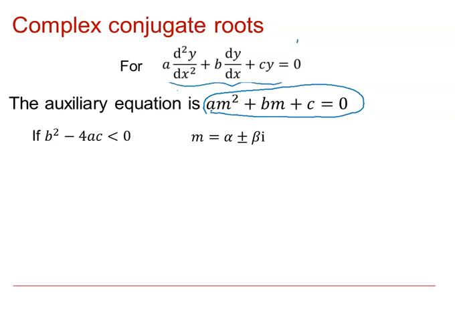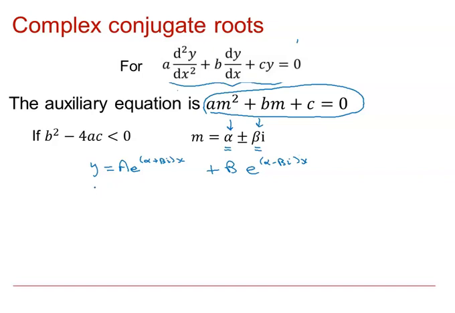Now, if the discriminant is negative, we may end up in a situation where m is alpha plus or minus beta i. So we've got a real part which is alpha and the imaginary part which is beta. In which case we'd have to set out our general solution like this. y equals A e to the first root x plus B e to the second complex root x.